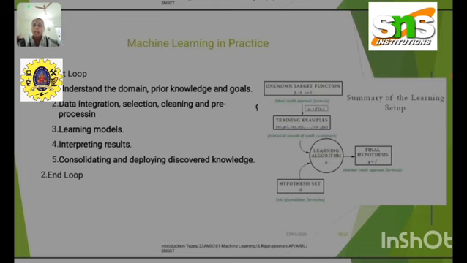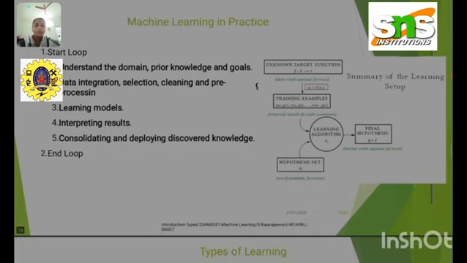In the start loop, the first thing is understand the domain, prior knowledge and goals, and the second one is data integration, selection, cleaning and processing, and third one is learning models, and fourth one is interpreting results, and fifth one is consolidating and deploying discovered knowledge. So this is the summary of the start loop in the learning process and end loop.